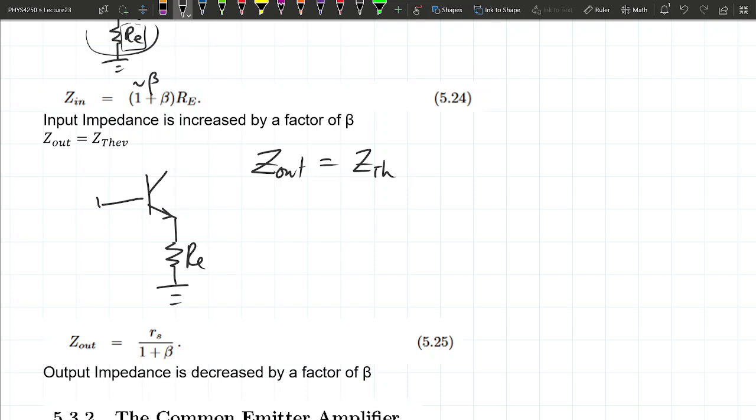So what the book did is basically it added a resistor at the source in order for you to calculate what that Thevenin equivalent is. And basically what happens is that the output impedance becomes RS divided by beta. It reduces the output impedance by a factor of 100 by adding a transistor in the circuit.